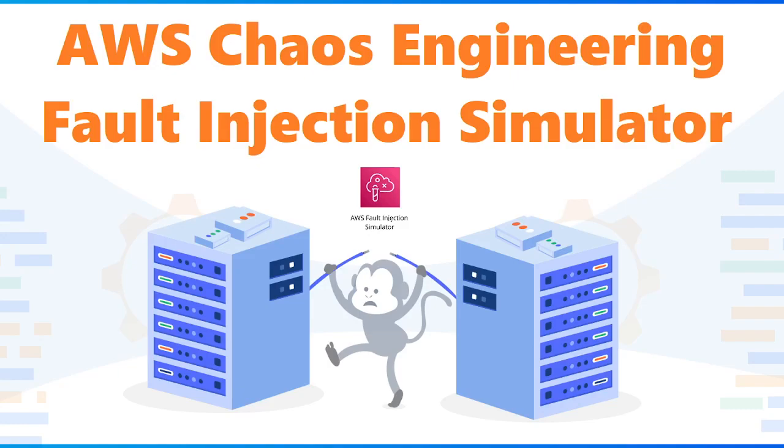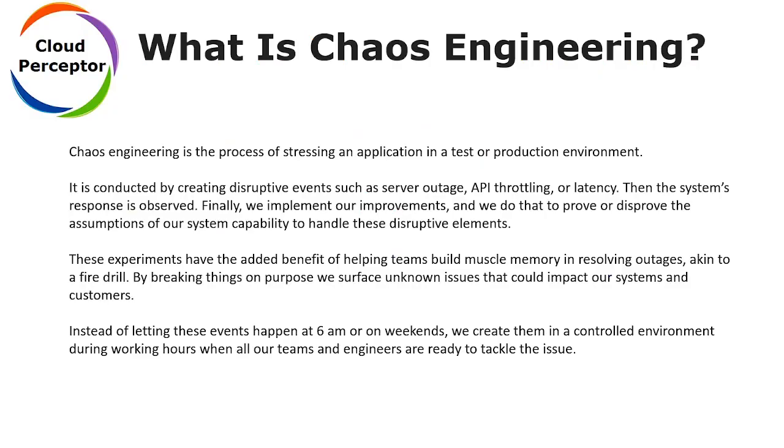Today we are going to learn AWS chaos engineering. There is a service in AWS known as FIS, which is Fault Injection Simulator. So, what is chaos engineering? Chaos engineering is a process of stressing an application in test or production environment. It is conducted by creating disruptive events such as server outage, API throttling, or latency. Then the system response is observed.